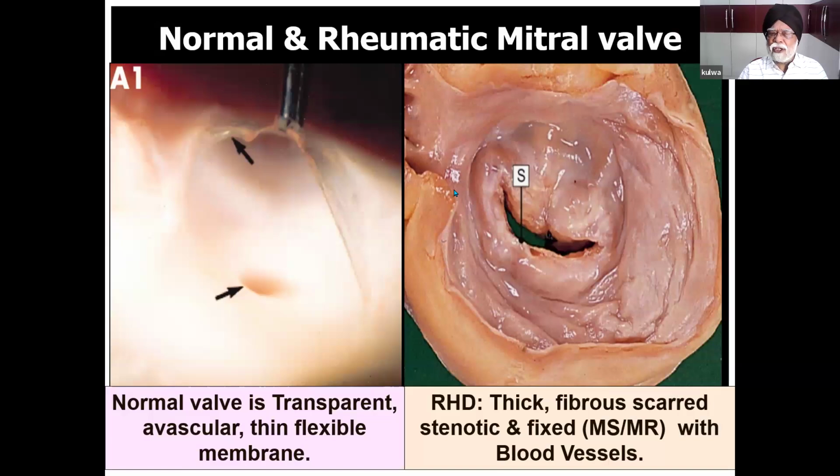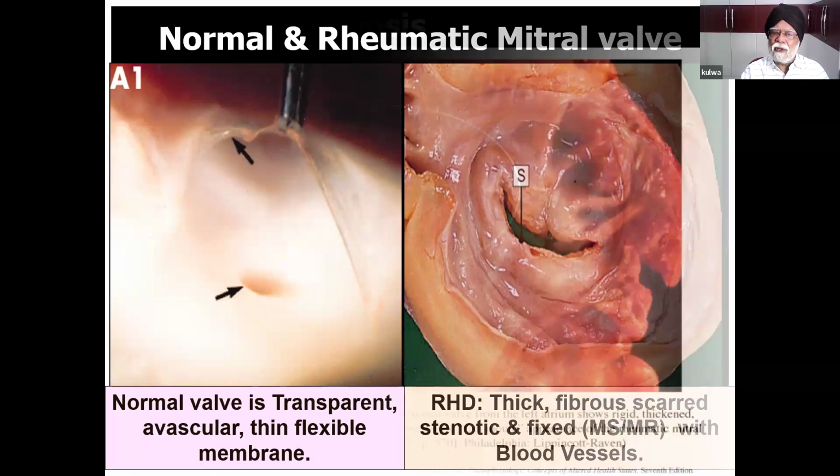You see the very clear shape of a fish mouth valve. This is a normal valve, a normal mitral, very smooth. But after disruption from endocarditis or rheumatic heart disease, there is vegetation, and gradually these vegetations block the passage, and it becomes like a fish mouth. It is thick, fibrous, scarred, stenotic and fixed. A normal valve is transparent, avascular, a thin, flexible membrane, but this is not thin. There is distortion of the mitral valve.